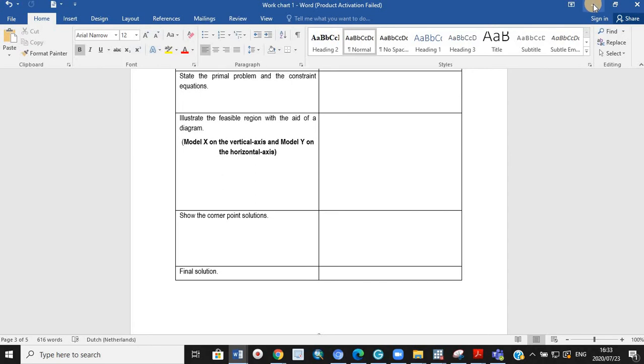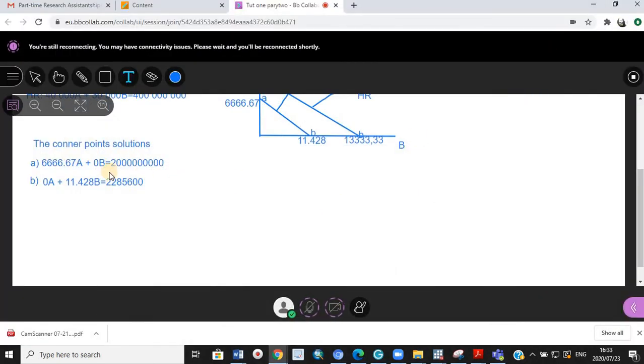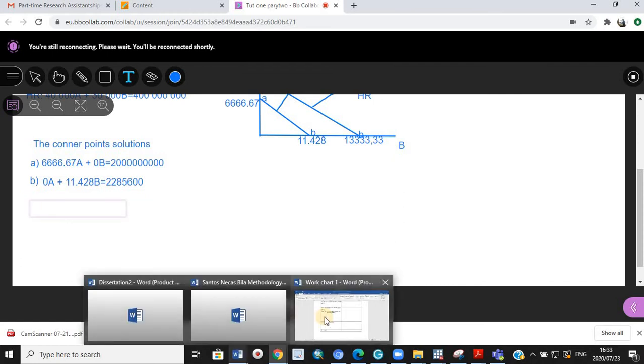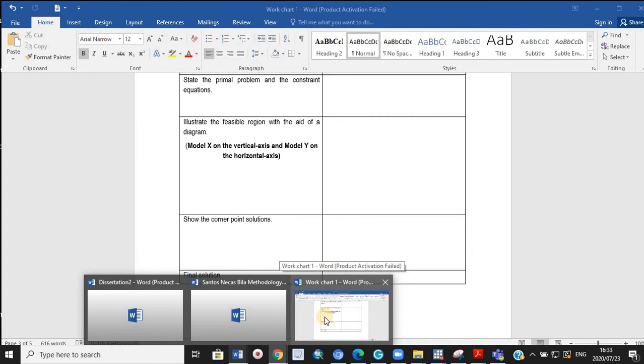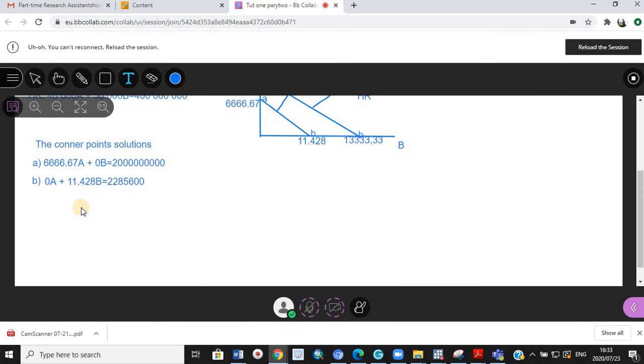Let's go again. I will remind you that here it is stated that the main product is product A and not product B. Therefore, the final solution must be the corner point related to the product that is the main product, right? In other words, between this corner point and this one, the final solution should be the corner point related to A.